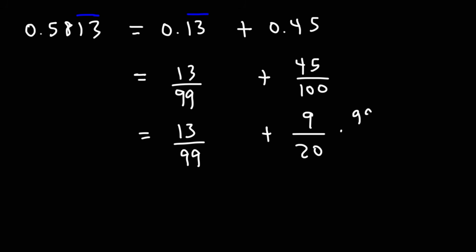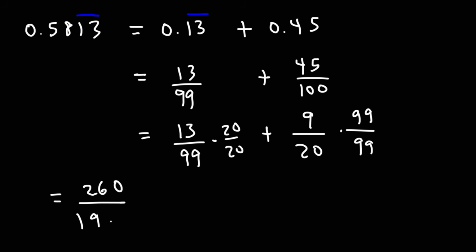Let's multiply this by 99 over 99. Let's multiply the first fraction by 20 over 20. 13 times 20. If you have 13 $20 bills, how much money do you have? That's going to be $260. 99 times 20. Let's use a calculator for that. So that's going to be 1980.